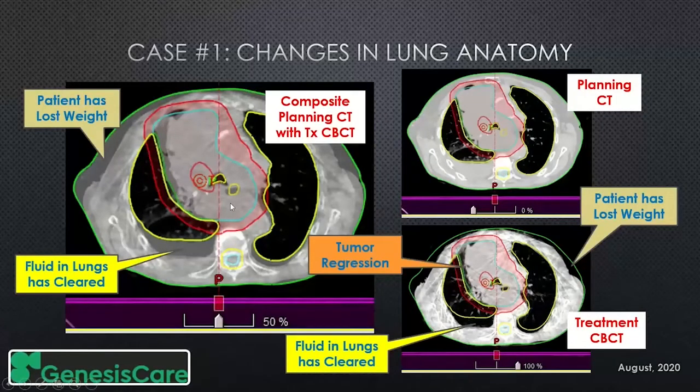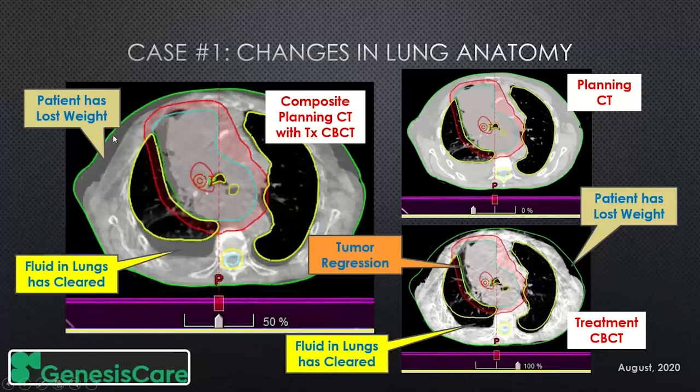These are some images that were taken from Varian offline review, and most of you are probably familiar with that. First, I'd like to talk about weight loss. You can see this particular image on the left, the larger image, is an overlay of the planning image as well as the daily cone beam CT. The images on the right, the upper one is the planning CT, and the one on the bottom is the cone beam CT. So the one on the left is an overlay of those 2 images.